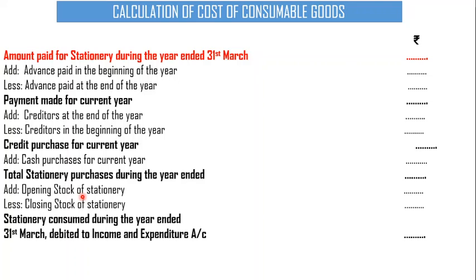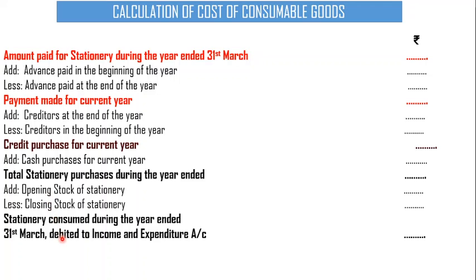Okay, so only the one which is given to you. Same way, if the question starts from payment made for the current year, then in that case you are going to take all this, like you are going to handle these creditors. If cash purchases are given, you're going to add it, and then of course opening plus closing.